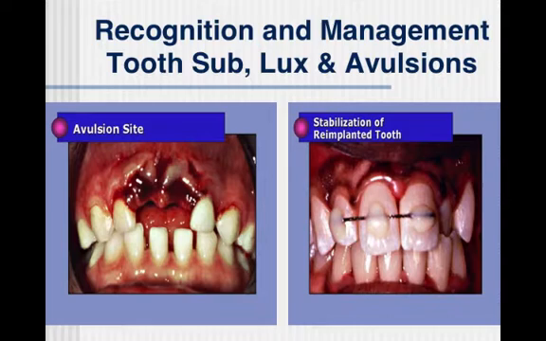Slide 20. The treatment for dislocated teeth is reimplantation, followed by stabilization. In many cases, the tooth will successfully and permanently reimplant. In other cases, the tooth will not be salvageable and the individual will undergo advanced treatment.